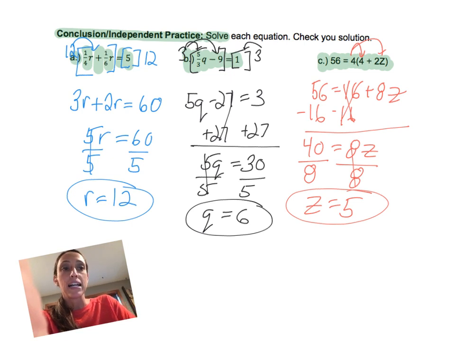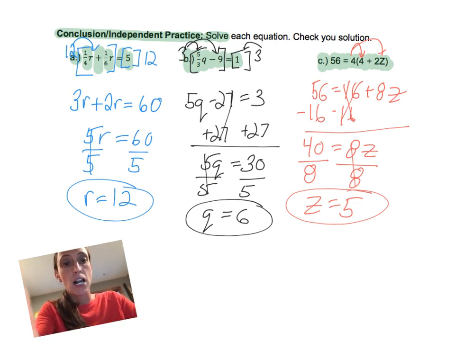For part B, I got Q equals 6. Pretty straightforward. I just multiplied both sides by 3 to get rid of that fraction that has the 3 in the denominator there.